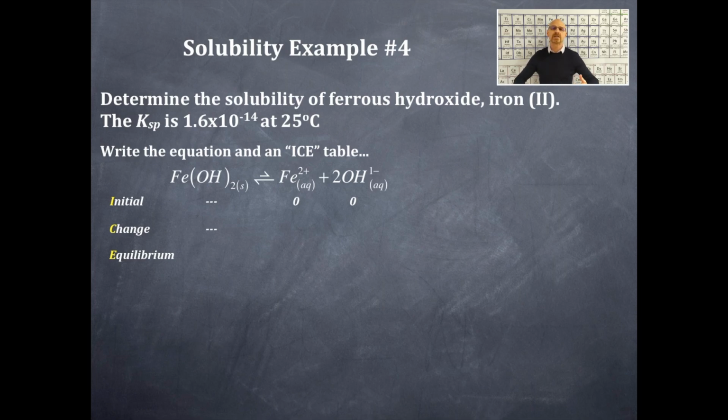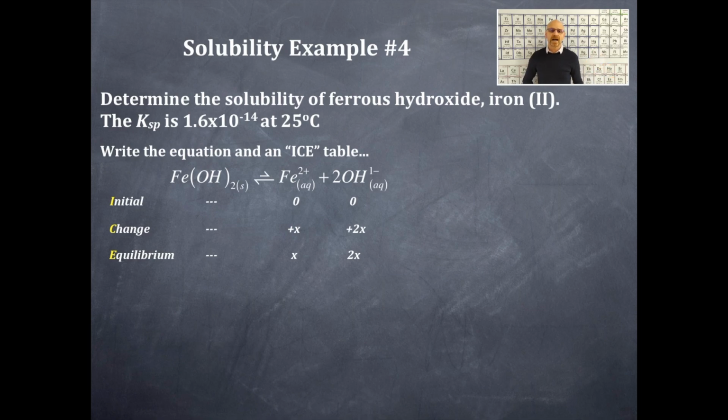For the change, we're going to shift this towards the product side, so we're going to have a plus sign and a plus sign for both products. Now we're going to use the stoichiometric coefficient. What's the stoichiometric coefficient for the iron? That's a 1, so there's going to be plus 1x. What's the stoichiometric coefficient for the hydroxide? That's a 2, so this is going to be a plus 2x. Now we add up the initial and the change to get the equilibrium values. Again, for the ferrous hydroxide, I don't care about that because it's a solid. Then it's 0 plus x, which is x, and then we have 2x. So hopefully that works out simple for you.